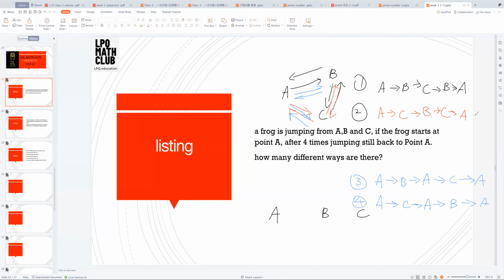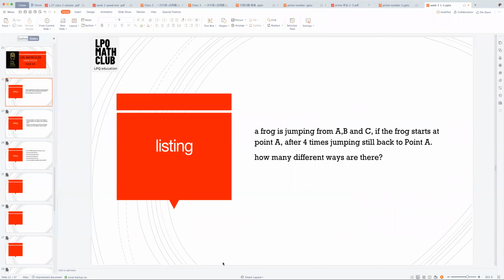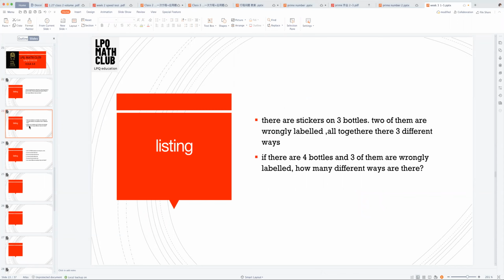So there are altogether 4 different ways. Maybe I missed something, and if you can, how about you do the same thing like I did as well. Okay, so let's just move forward. This is a very naughty frog, so let's take a look at number 2.